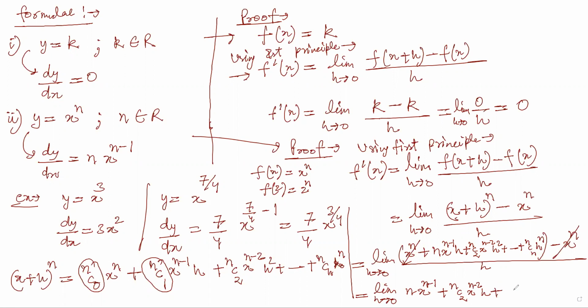Then the third term will have h square and the last term will have nCn h to the power n minus 1, because this is h to the power n. If I divide it by h, I'll get h to the power n minus 1. As soon as you put h as 0, you are left with this expression, first term only. So I'm writing this at the top. f dash x is equal to n into x to the power n minus 1.